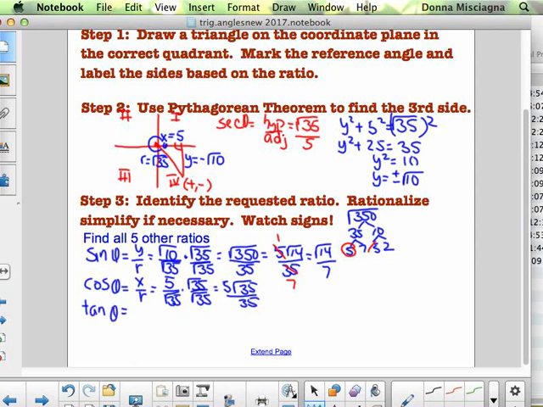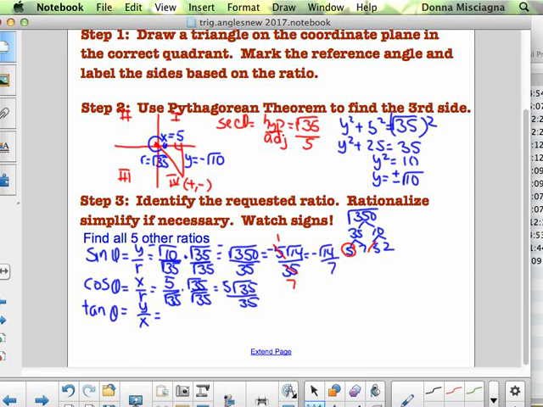Tangent theta is y over x, right? It's the opposite over the adjacent. So that's going to be, oh, you know what? I forgot something. I missed the negative that's on the square root of 10. So let me just add that to all of these. So it is negative square root of 14 over 7. I almost forgot that. Negative square root of 14 over 7.